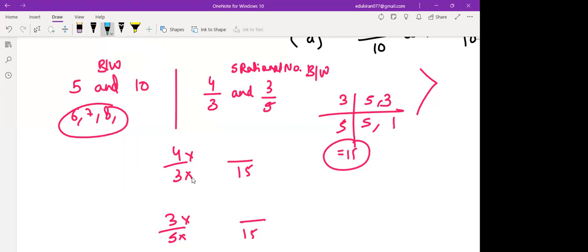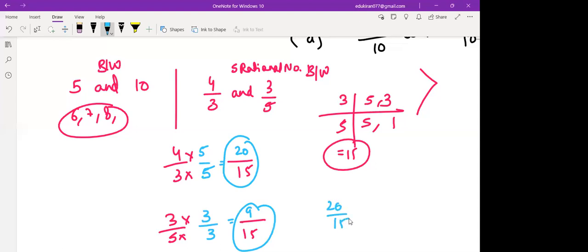So you should multiply this 3 with which number that it become 15? Ma'am, 5. Here also then 5. So you got 20 upon 15. Here 5 should be multiplied with which number that will become 15? 3. So here it will be 3 again. Now 3 3s are 9. So these are your two numbers, 20 upon 15 and 9 upon 15.